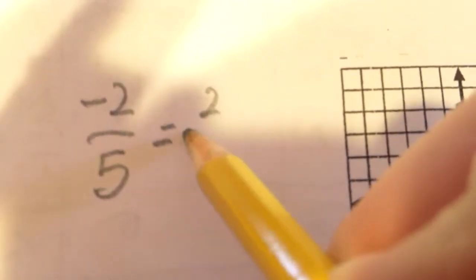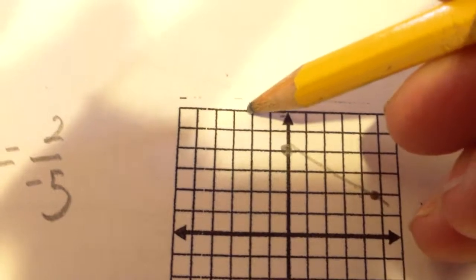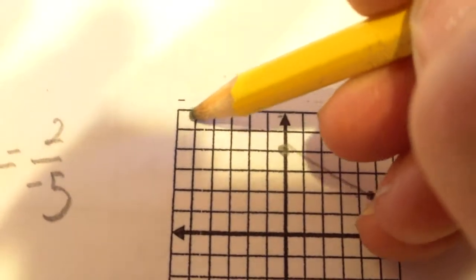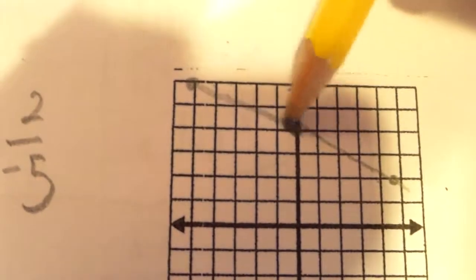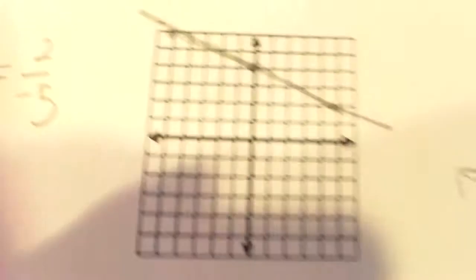Well, what if instead of down 2 and over 5, I go up 2 and back 5? Up 2 and back 1, 2, 3, 4. Oh, wow. Still gives me my same straight line, doesn't it? Cool. Very cool. Okay, I'm running out of time. I better go.